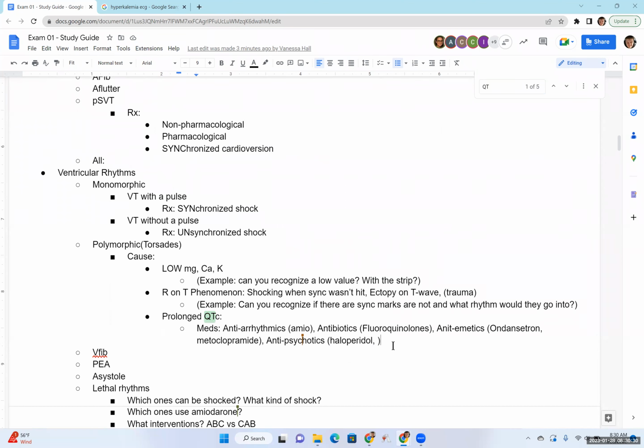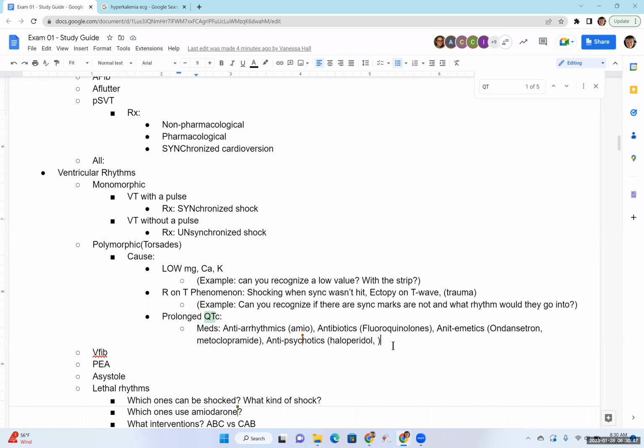So we talked about QT, what's the other important interval? PR interval, right? Which one of these meds cause a prolonged PR? Yeah, B, C, and D do. Okay. All right, that's a lot of EKG stuff.